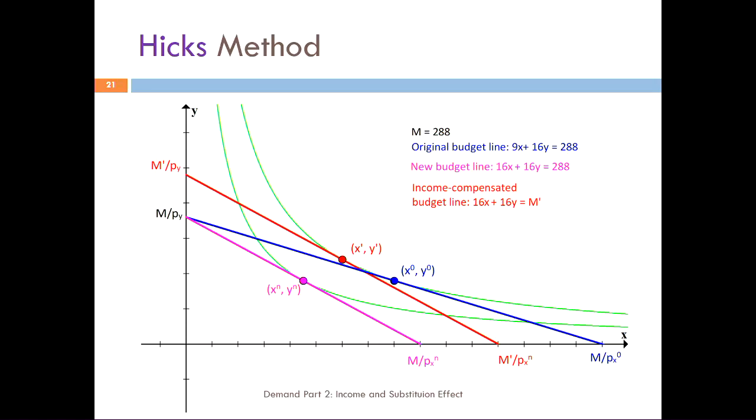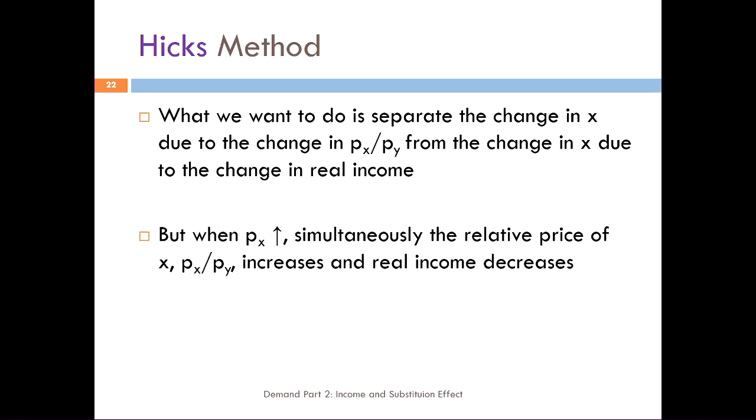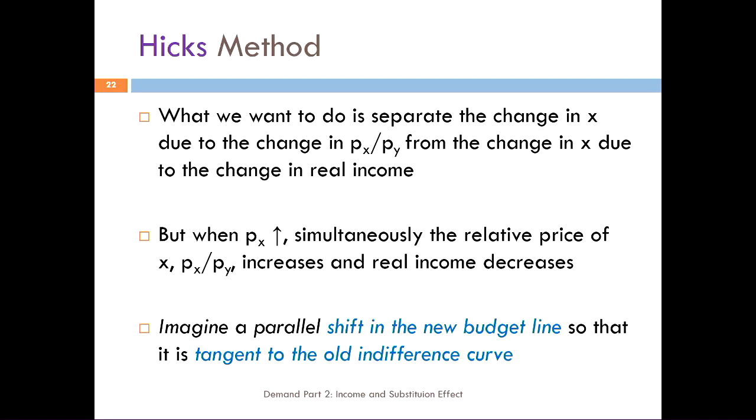Okay, all right, so let's put that together. Again, we want to separate the change in quantity demanded due to the change in the relative price from the change in the quantity demanded due to the change in real income. We want the substitution effect separate from the income effect. But of course, as I pointed out, when the price of X goes up, these two things happen simultaneously. So we're going to separate them out by this method of Hicks, where we shift the new budget line such that it's tangent to the original indifference curve.